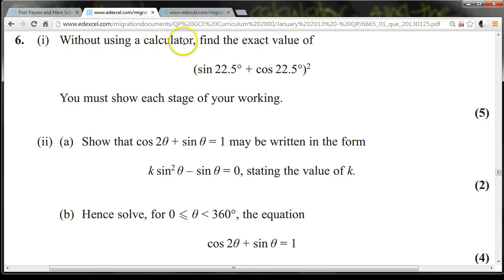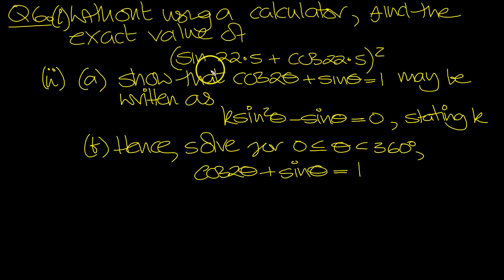Without using a calculator, find the exact value of (sin 22.5° + cos 22.5°)². You must show each stage of your working. Show that cos 2θ + sin θ = 1 may be written in this form, stating the value of k. Hence, solve for θ between 0 and 360 degrees this equation. So there's the problem then. Here it is here. So let's have a look at part 1.